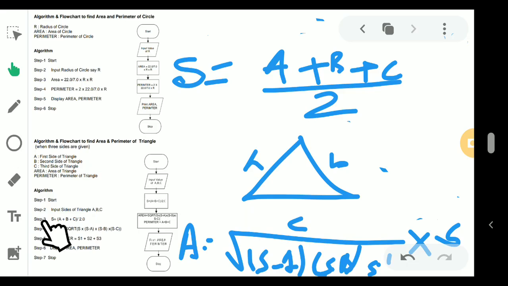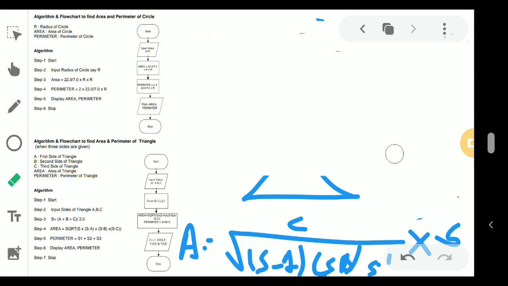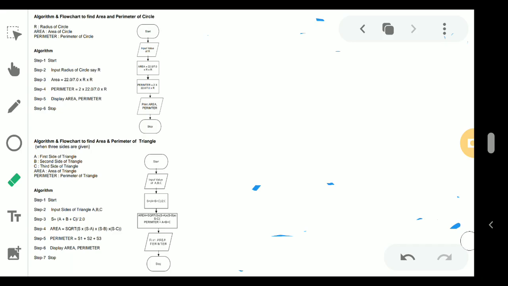Then we have to find the area. Area is the square root of S into S minus A into S minus B into S minus C. And the perimeter is the sum of A plus B plus C, I mean all three sides. Then we will display the area, perimeter values. Okay, so I hope the algorithm is clear. Now we will move forward to the flowchart part.